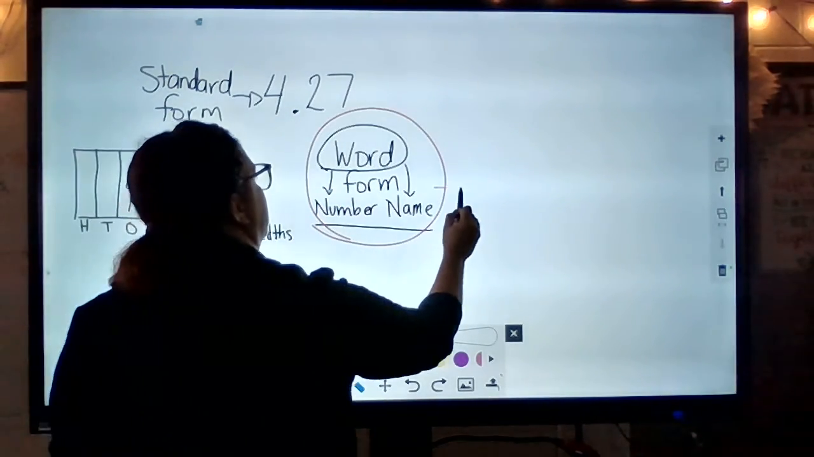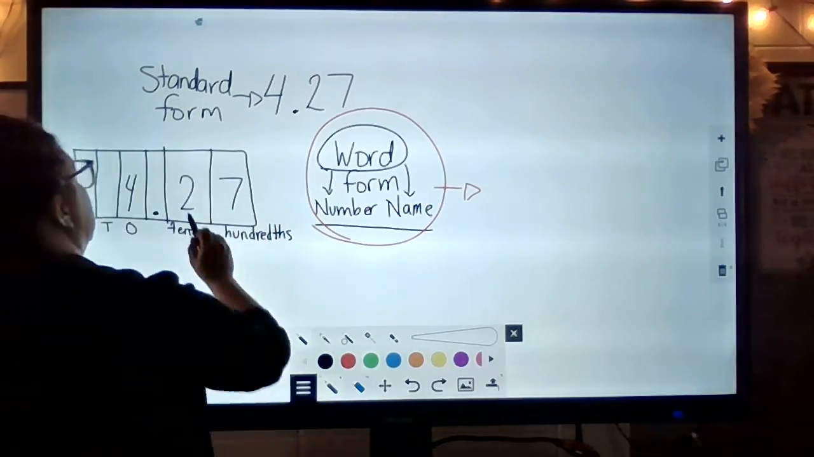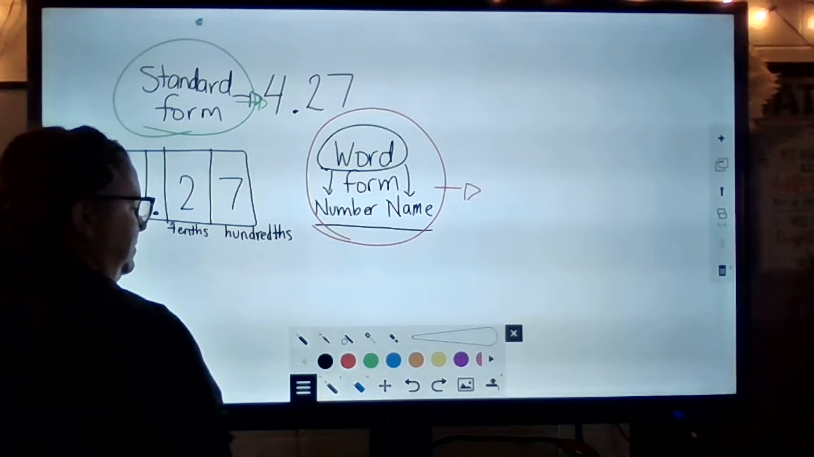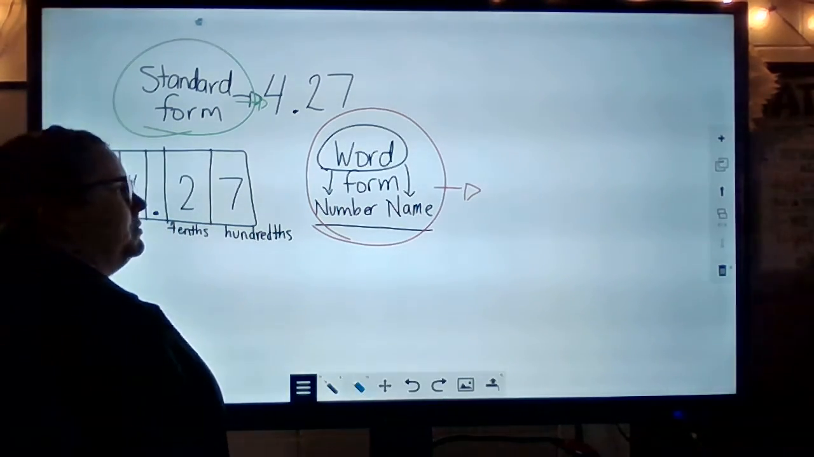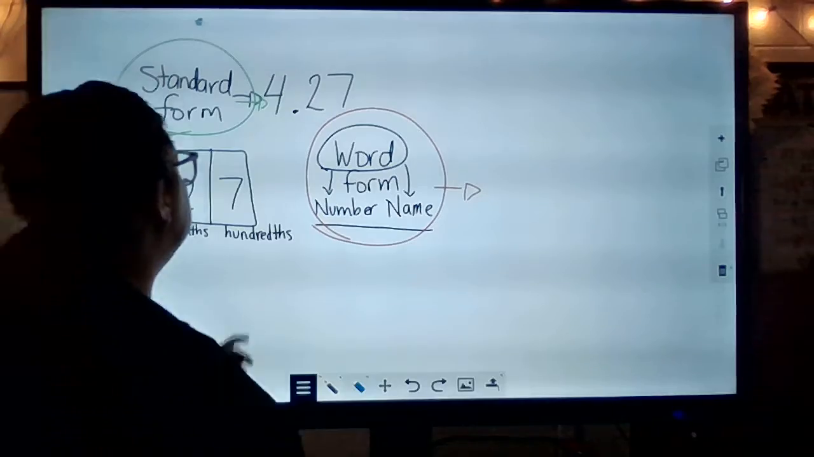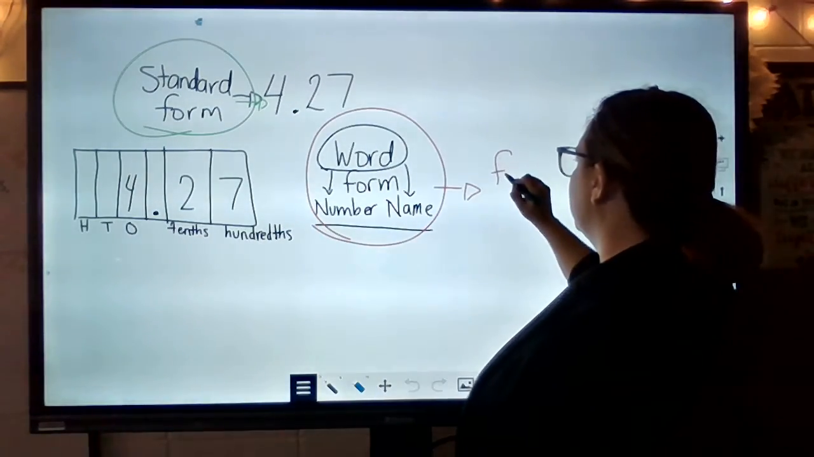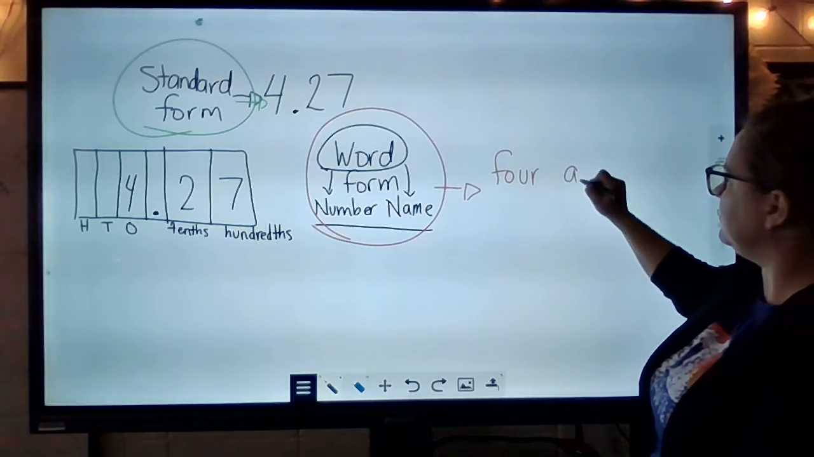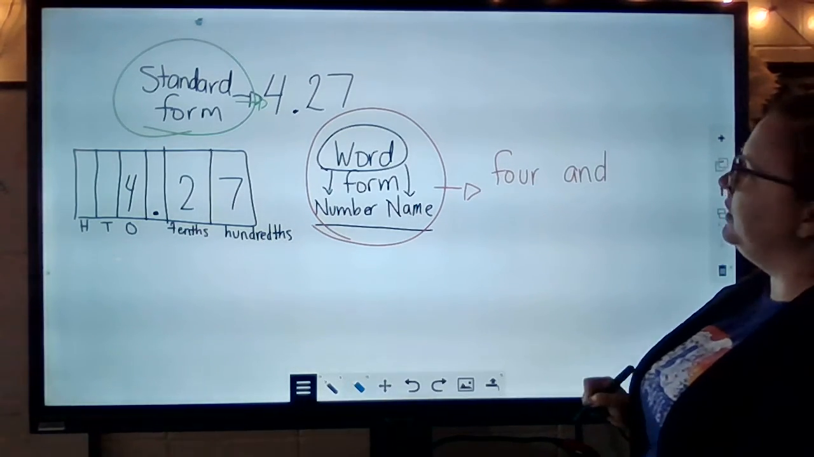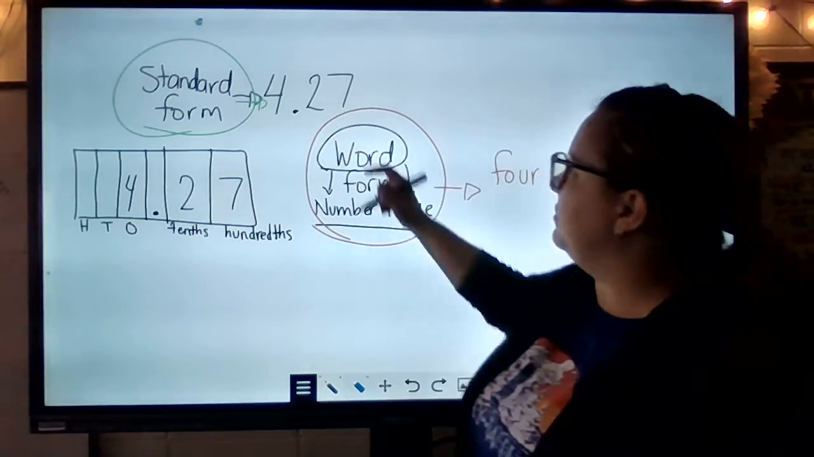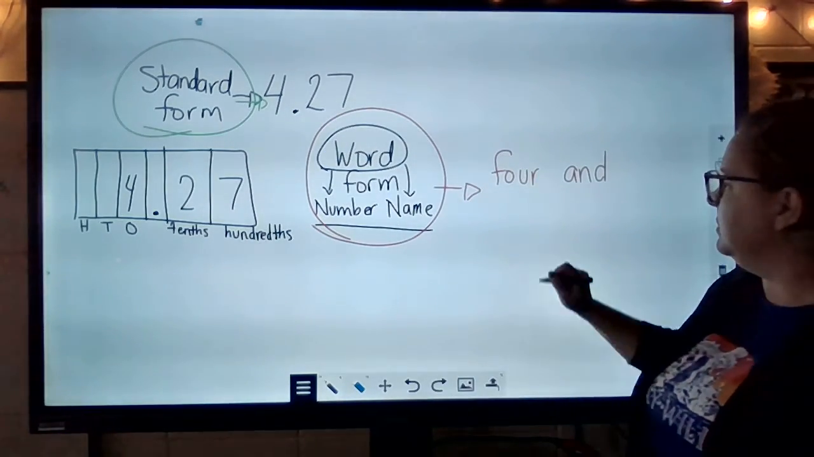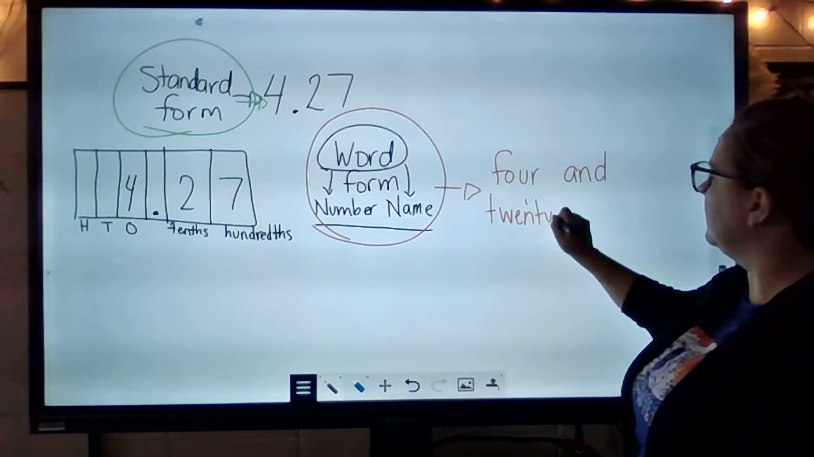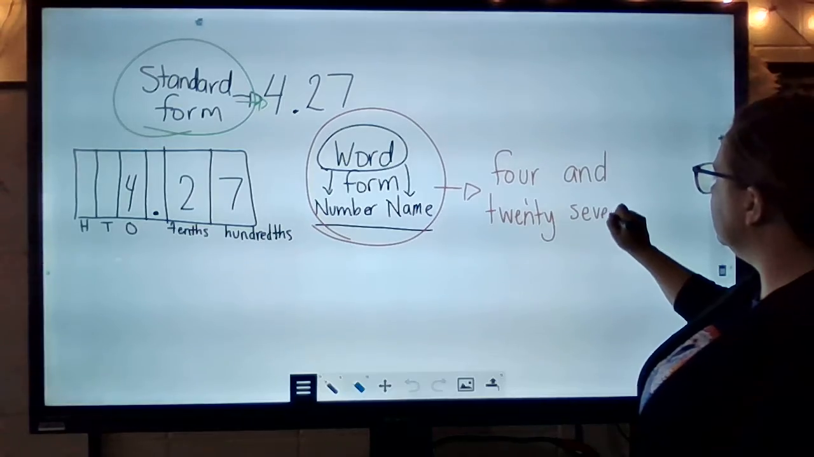So now we're going to do word form. So this is the standard form. Okay, and now we're going to do word form. So word form would be when we write it in words. So we would just say 4. And then the word and for the decimal. Okay. And then we put our decimal. So we know we don't say 2 and 7. We say 27. So you just say that.